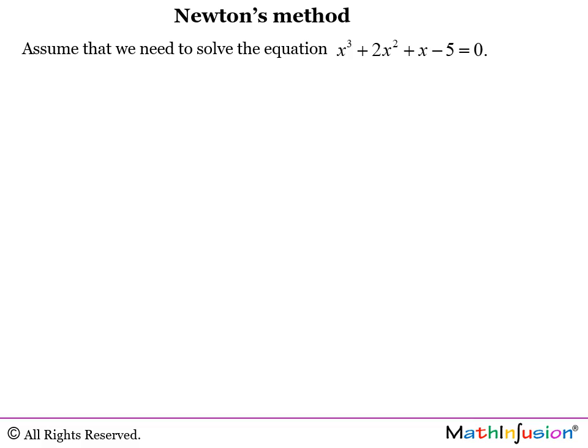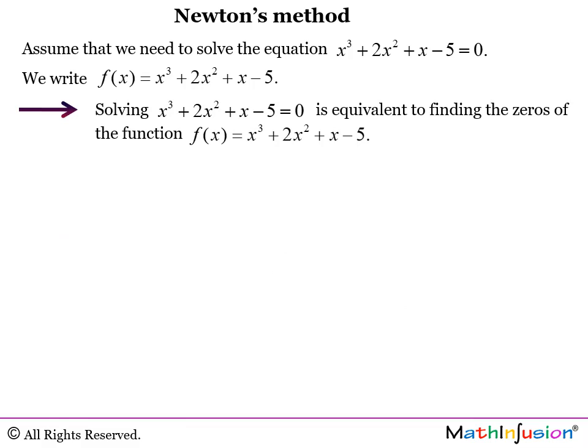Assume that we need to solve the equation x cubed plus 2x squared plus x minus 5 equals 0. We are going to create a function out of this equation. Now you can see that solving the equation is equivalent to finding the zeros of the function.